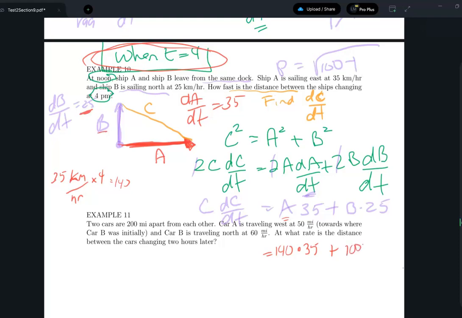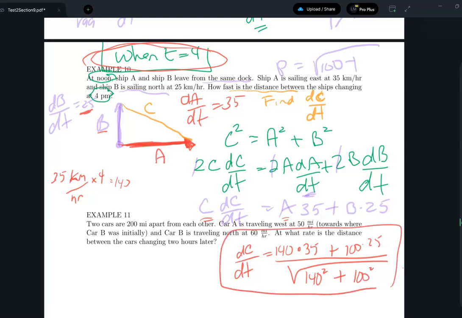Much easier, 100. And then how do I find the C? Well, I'm just going to take liberties here because you know C is going to be the square root of A squared, 140 squared, plus B squared, 100 squared. And that's a fine answer for me.